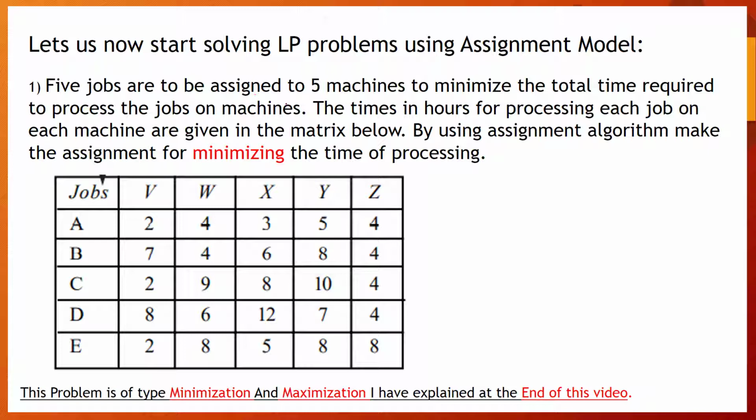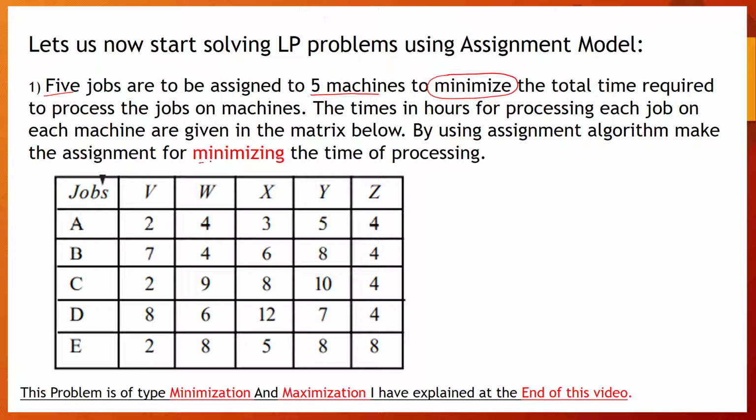Five jobs are to be assigned to five machines to minimize the total time required, so it is a type of minimization. The times in hours for processing each job on each machine are given in the matrix. By using the assignment algorithm, make an assignment for minimizing the time of processing.